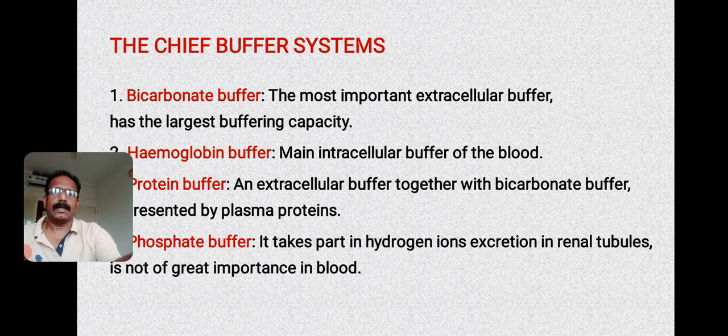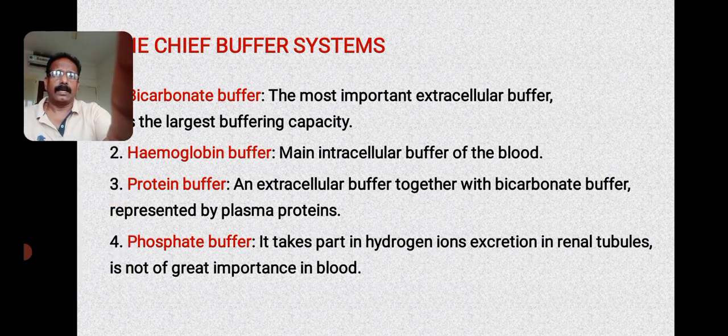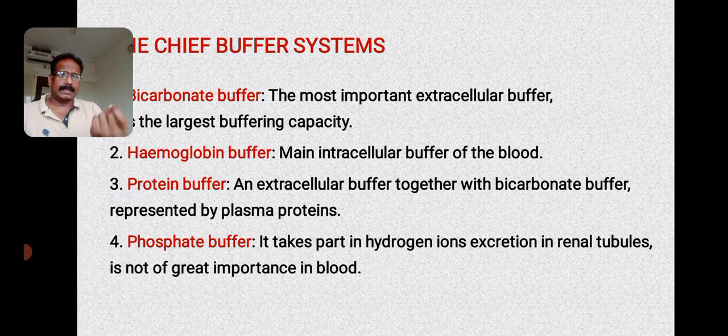Now let us see the chief buffer systems working in our body fluids. The first one is the bicarbonate buffer. This is the most important extracellular buffer, having the highest buffering capacity. Another one is the hemoglobin buffer, inside RBCs, an intracellular buffer system of the blood. Then there is the protein buffer system, which works together with the bicarbonate buffer as an extracellular system. Then the phosphate buffer system is also there. We will see all these buffer systems one by one, and how they work to maintain the pH of body fluids.